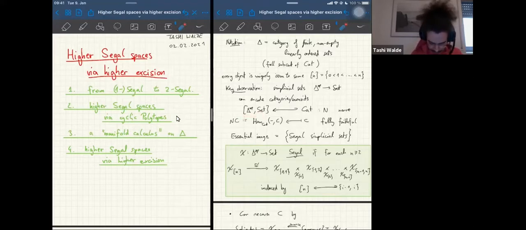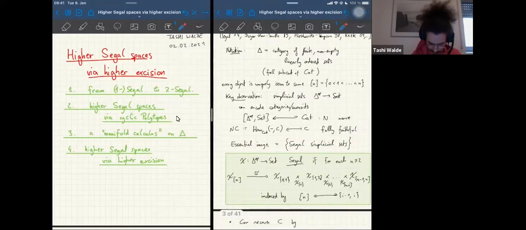And the point is that this is a fully faithful functor whose essential image can be characterized by the so-called Segal condition, which I have highlighted here. So a simplicial set is Segal if the value at n, so this is my notation for the value of X at this object n, is isomorphic to the following fiber product of copies of X at 1 over X at 0, where this map is induced by all possible inclusions of adjacent elements i minus 1 and i into n. So this is hopefully familiar.